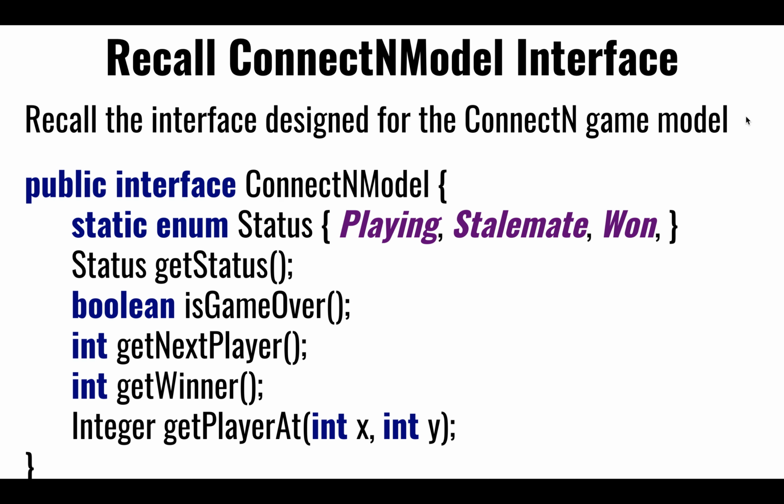We also provided a couple of methods that allowed any client using this game to determine the current status, whether it's over, who the next player was, who the winner was, and also which token was in a particular position, so that it could be used for rendering the board. So this was the interface.